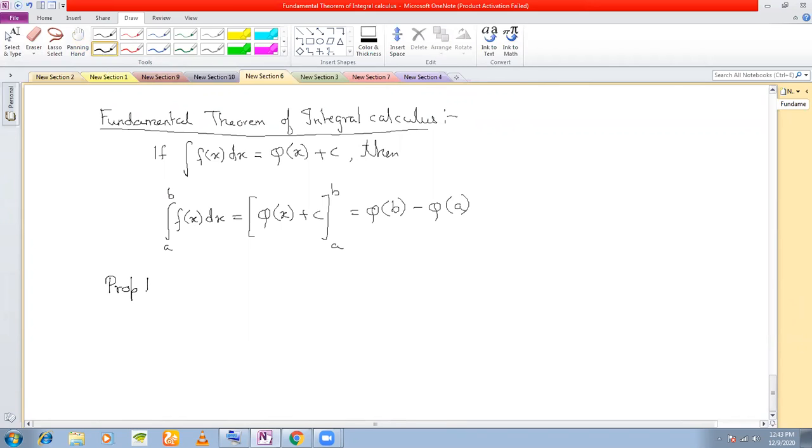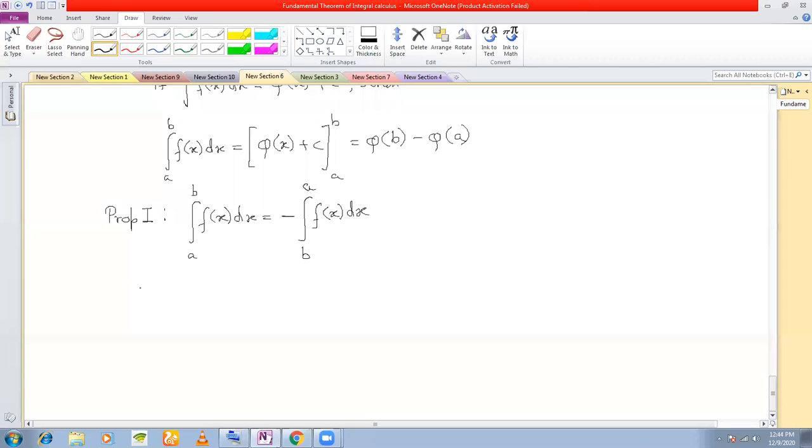First property of definite integral. Property number one: the integral from a to b of f(x) dx is equal to minus the integral from b to a of f(x) dx. If you make the upper limit the lower limit and the lower limit the upper limit, then you have to introduce a negative sign.